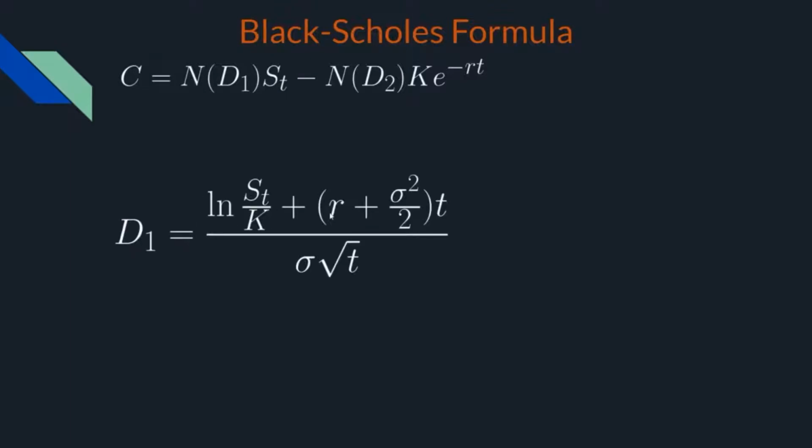Now D1 is calculated as such, and D2 is calculated with D1 minus sigma times the square root of T, where sigma is the implied volatility of the underlying stock.